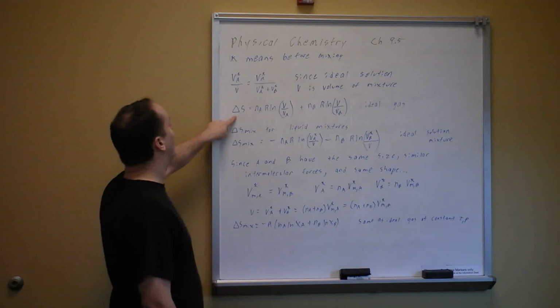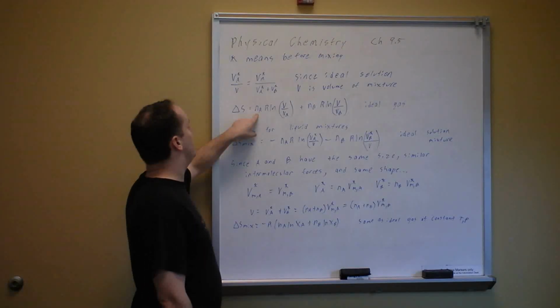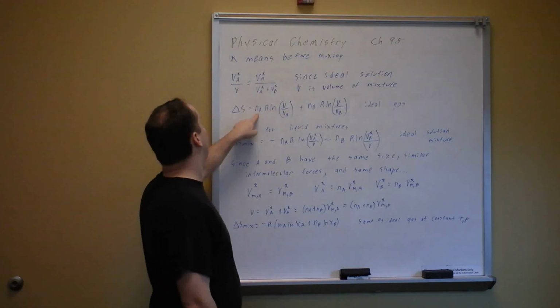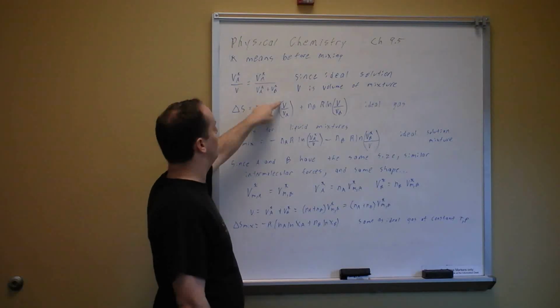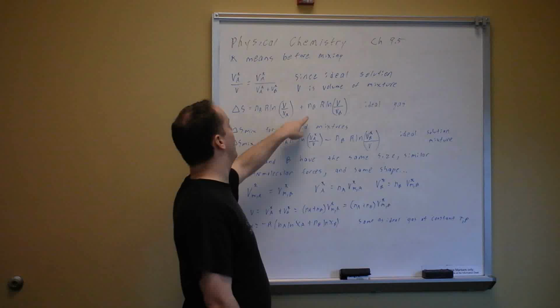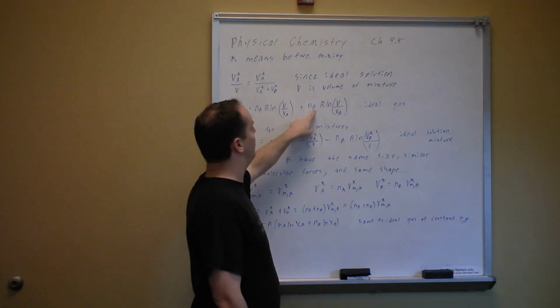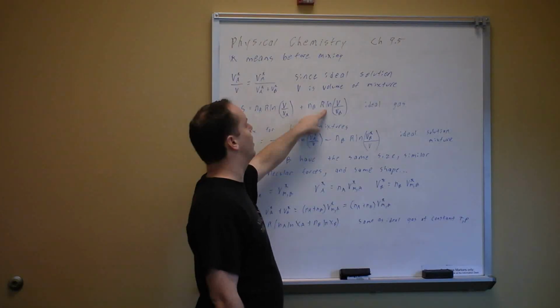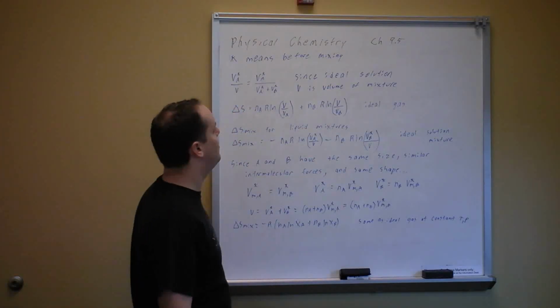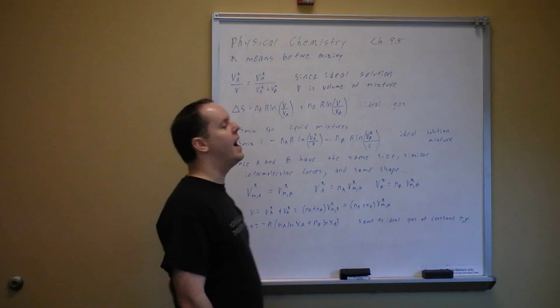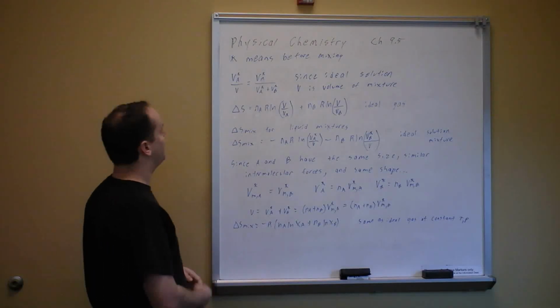Now we already know from before, the change in entropy is going to be equal to the number of moles or molecules of A times R times the natural log of the total volume over the volume of A plus the number of moles of B times the gas constant R times the natural log of total volume over the volume of B. This is assuming an ideal gas, which is what we're talking about for now.